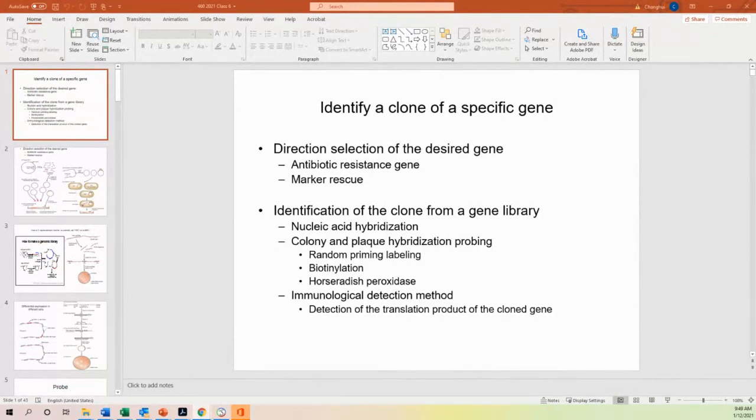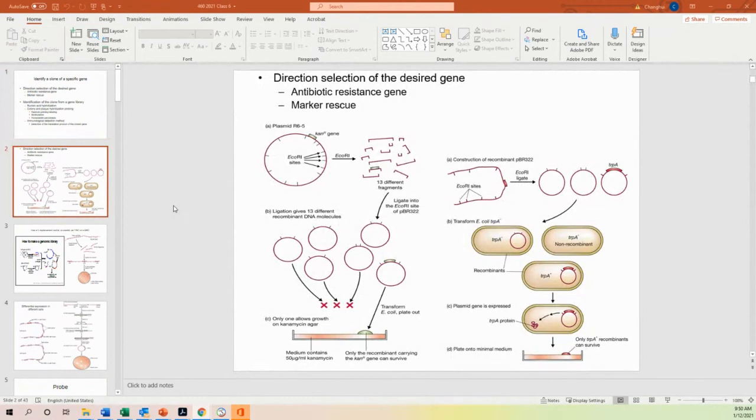Those are yeast cells that cannot survive in the absence of a specific amino acid, and after the transformation, they gain the ability to synthesize a particular amino acid. That's marker rescue. Today we will also learn the identification of clones from a gene library, using techniques like nucleic acid hybridization, colony and plaque hybridization probing, and immunological detection methods.